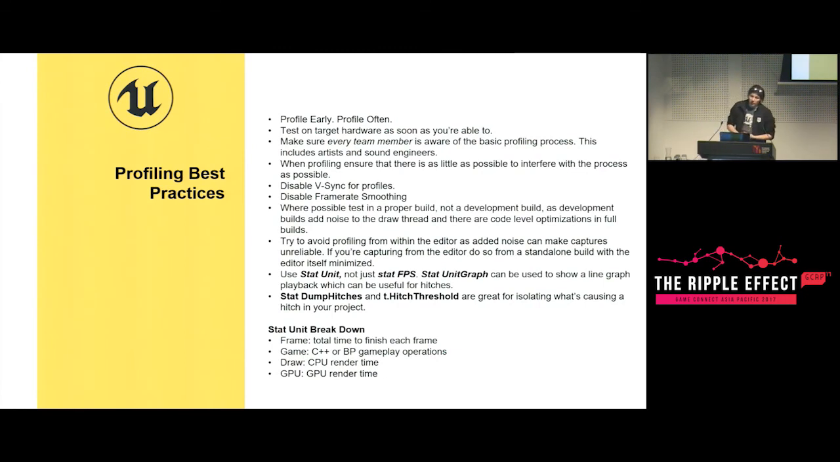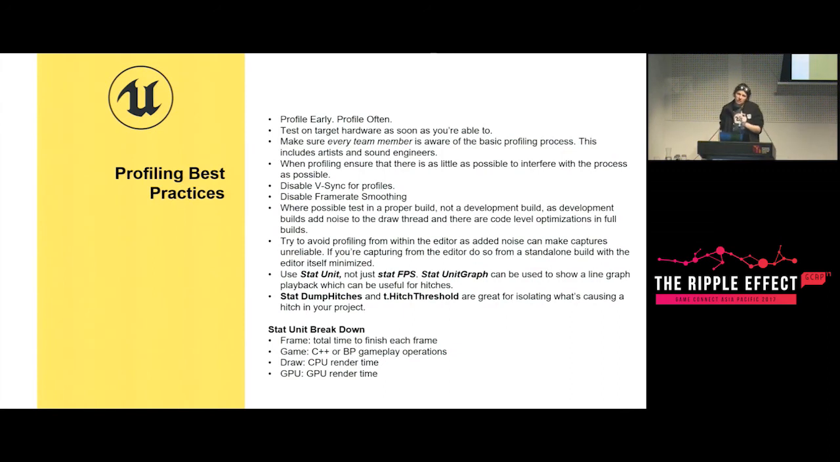You want to create as little noise as possible, so I typically recommend disabling VSync and disabling frame smoothing, wherever possible, just cut back on noise. If you can do your profiling inside of a standalone version of the game instead of the editor, it's going to get rid of all the noise from the editor. If you can do it inside of a proper build instead of a development build, that's even better, because that still adds overhead. Another really useful command that we have here is stat dump hitches and t hitch threshold.